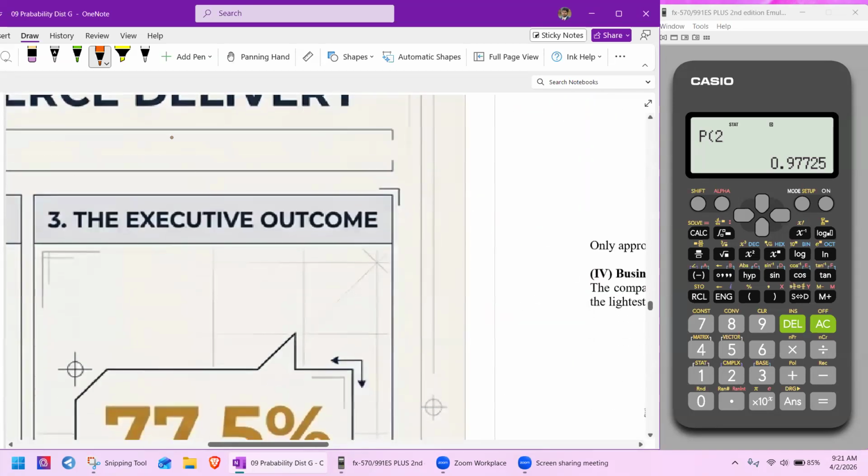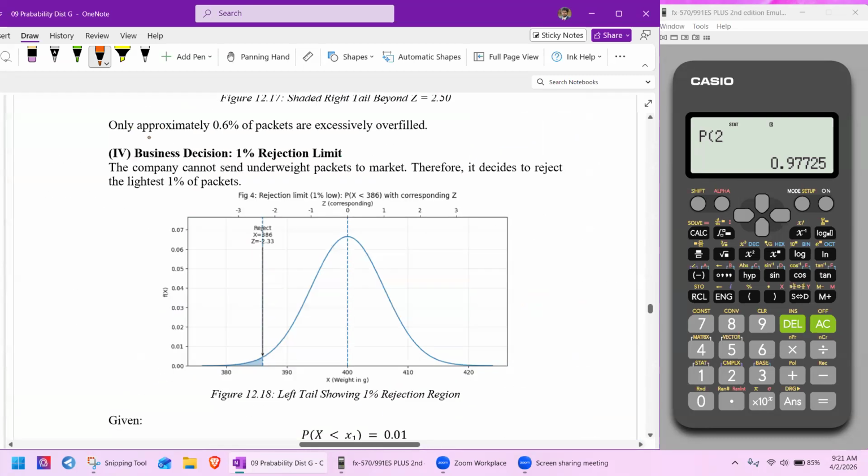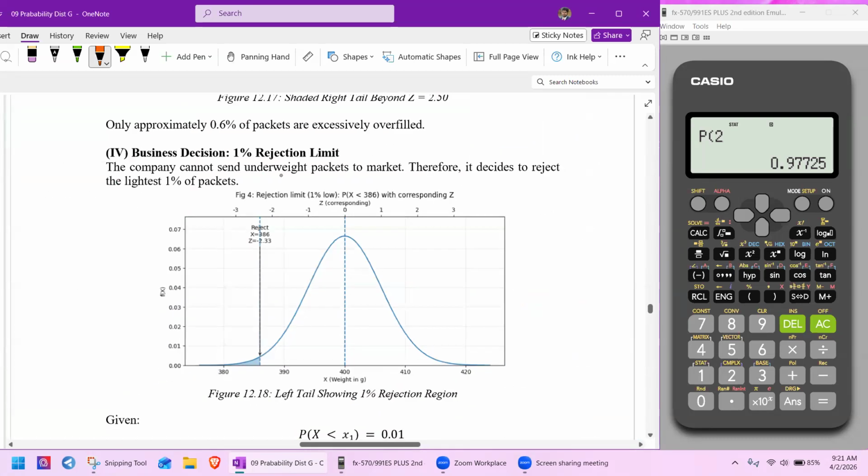Here we have to find out the probability. The company cannot send underweight packs to the market. Therefore, it decided to reject the lightest 1% of the product. So 400 is the mean. Any weight above 400 grams falls on the right side, and any weight below 400 falls here.